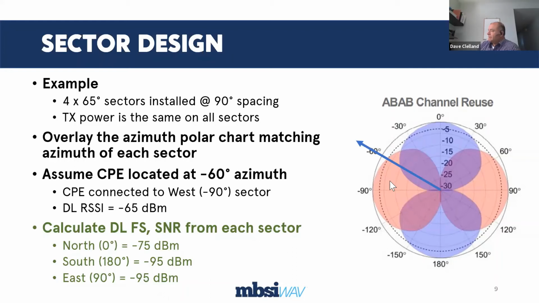The west sector in this case is called the best serving sector, because of course the signal strength should be better to the CPE location than it would be from the north. If this CPE were at 30 degrees, then the north sector would be the best serving sector, but I would still be able to receive the west sector at that CPE location.